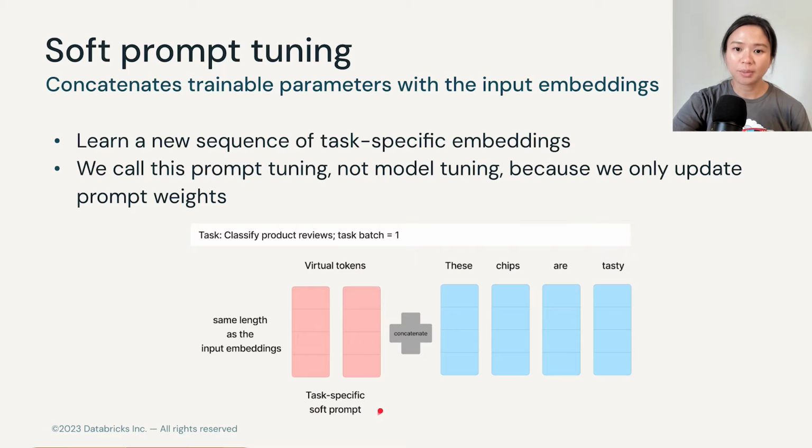So the soft prompt has the same dimension as our input embedding vectors. So you can see that it spans the same length over here from top to bottom. We concatenate this trainable virtual prompt or the virtual tokens or the soft prompt with the input embedding vectors during the fine-tuning process. And we call this prompt tuning rather than model tuning because we're only updating the prompt weights, which is the ones in pink over here.